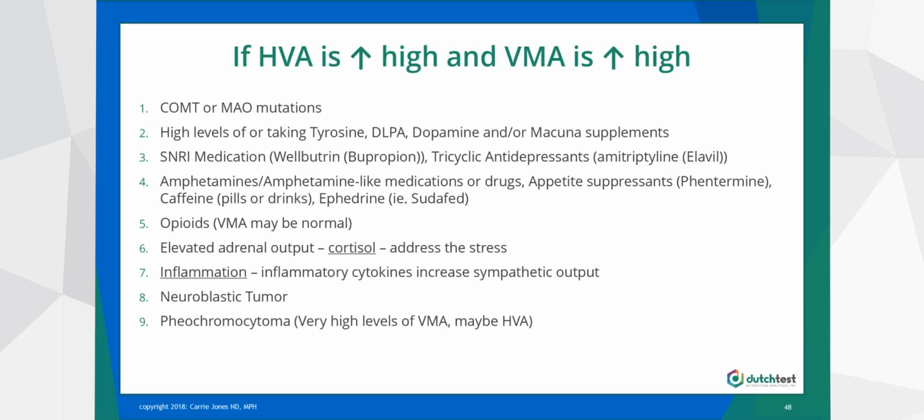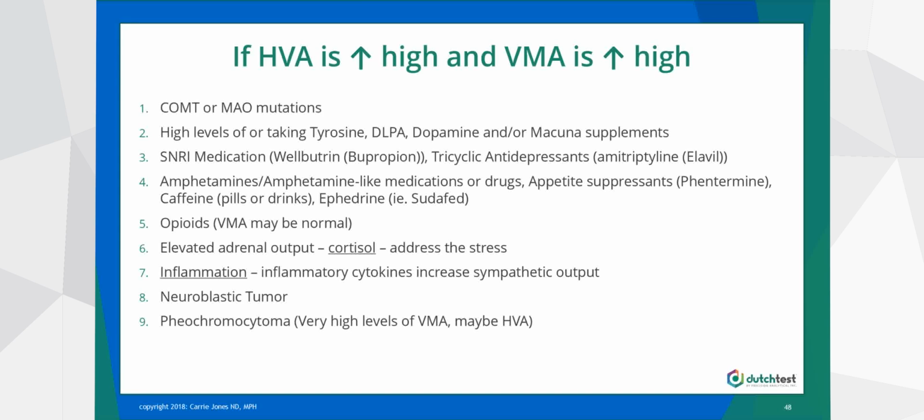Check their supplements. If they're on SNRI medication or tricyclic antidepressants, if they're on uppers, if they're on amphetamines that are bad, amphetamines that are prescribed like ADD medications, if they're on appetite suppressants like phentermine, anything that's caffeinated pills or drinks, anything with epinephrine in it like Sudafed, which is either prescription or over the counter, depending on what state you're in in the United States, that will cause it. If they're on opioid pain medications, their HVA tends to go up. Their VMA may be normal, but it may be elevated. If they have elevated adrenal output, you may get some crossover, some HVA VMA issues, and so check their cortisol.